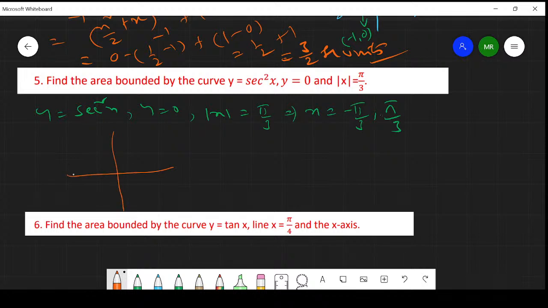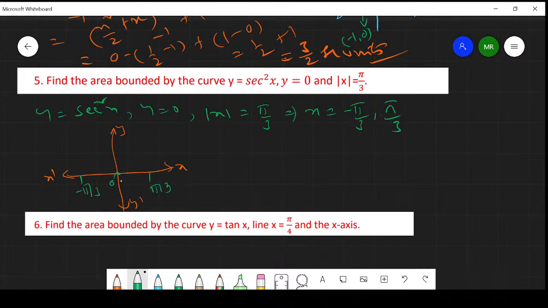I can draw the graph of this, between minus pi by 3 and pi by 3. The y-axis is y dash, the x-axis is x dash, and I can consider this as the origin. I consider minus pi by 3 and plus pi by 3 here, correct, in between.